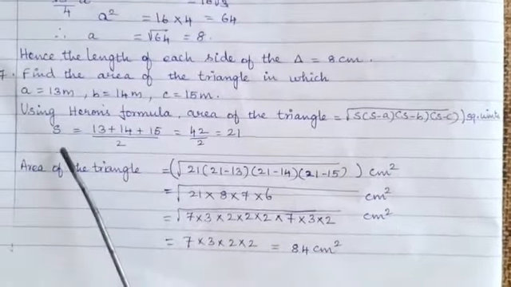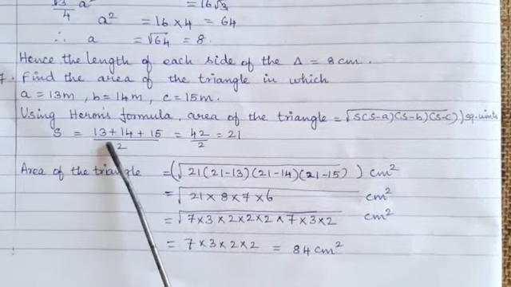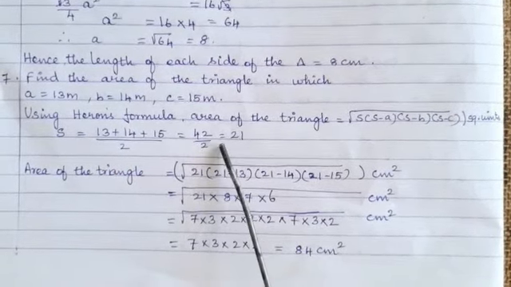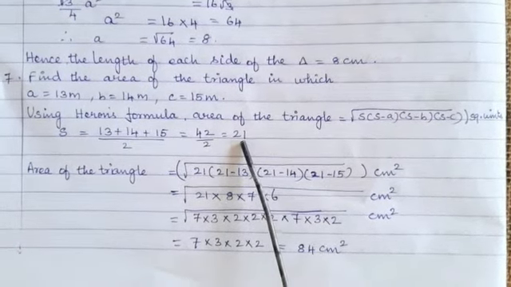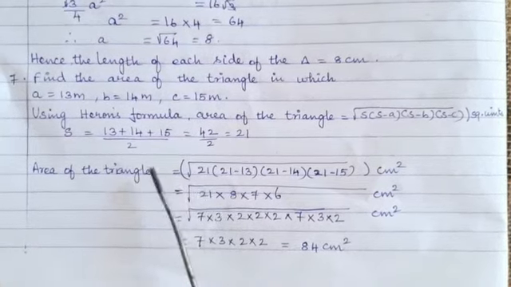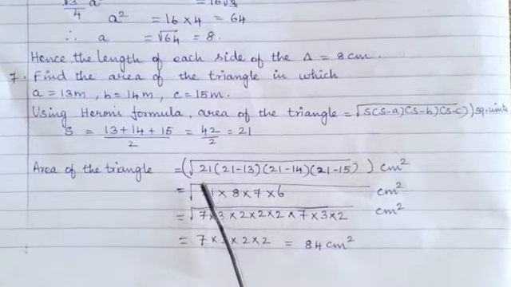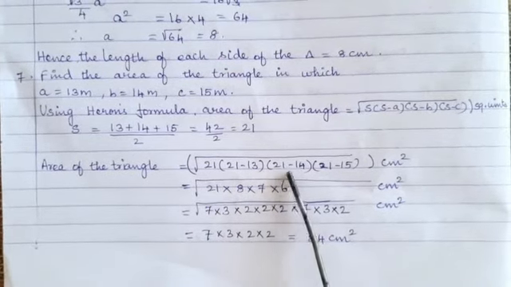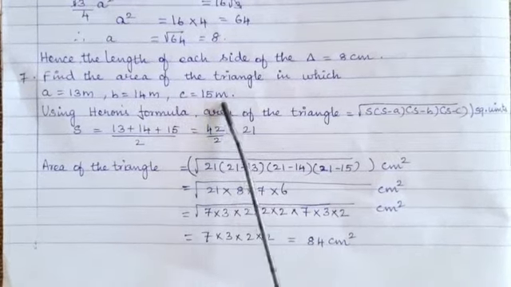S represents semi-perimeter, that is sum of all the sides divided by 2. So 13 plus 14 plus 15 by 2 is equal to 42 by 2, that is equal to 21. So semi-perimeter of the triangle equal to 21 meter. Then area of the triangle, we will apply the values of S, A, everything in the formula. 21 into 21 minus 13, 13 is A. Then 21 minus 14, 14 is B. Then 21 minus 15, C equal to 15.